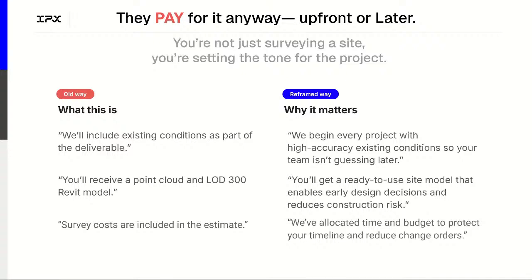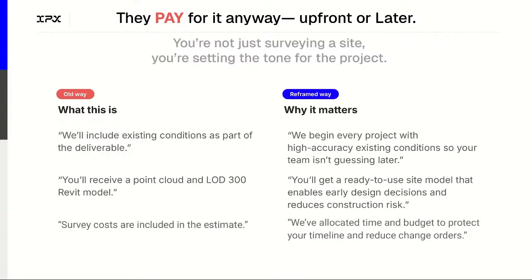You have to say something like, you're going to get a ready-to-use site model that's going to enable the whole project team to make decisions faster, right? Or if you say something like survey costs are included in the estimate, again, I might have an idea of what a survey is, but surveys, we know in this industry, have a lot of different meanings, at different scales, and can be everything from a plot of land to the actual dimensions of a building. So again, the words are almost not explicit enough sometimes.